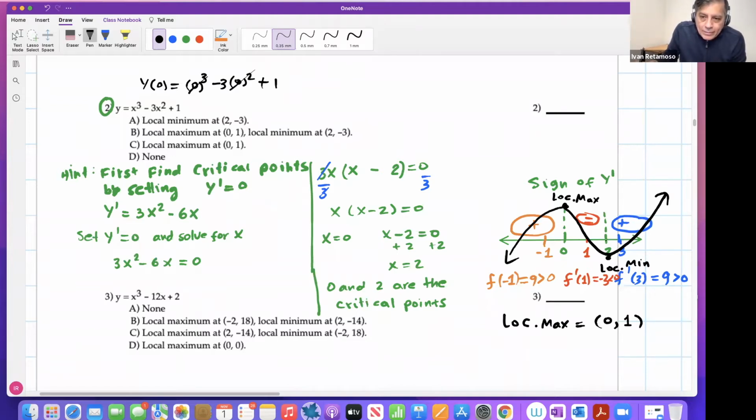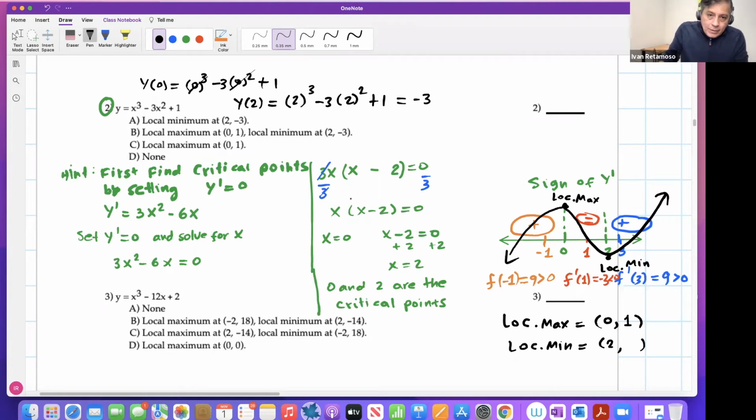Now for the local minimum, look, the local minimum occurs at x equals 2. But then it's possible to find the partner of 2 using the function. Now we just evaluate 2 in this function. I'm going to get 2 cubed minus 3 times 2 squared plus 1. 2 cubed is 8. This is 4 times 3, 12. 8 minus 12 plus 1, minus 4 plus 1, minus 3.